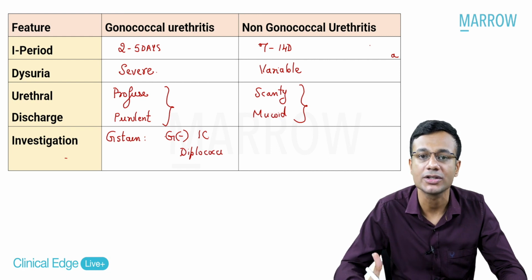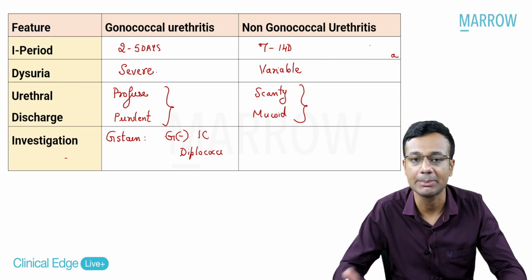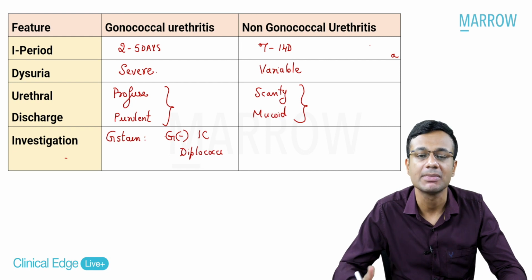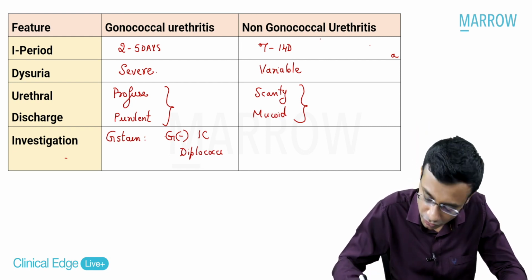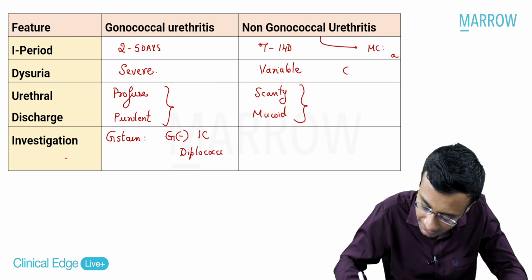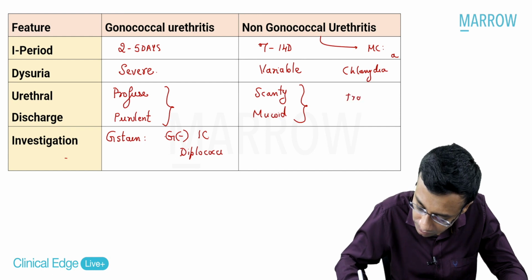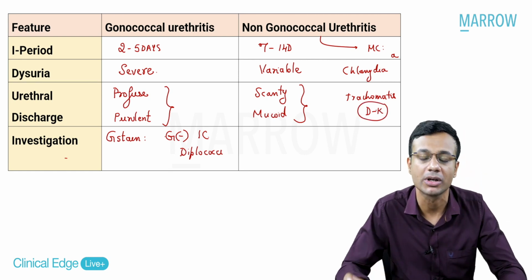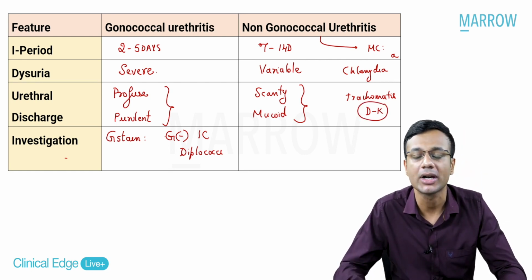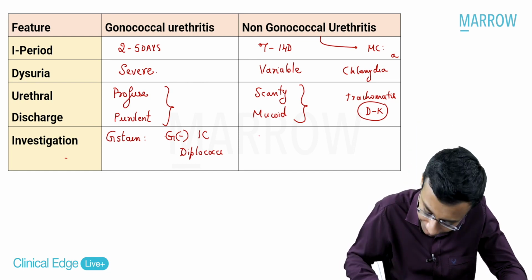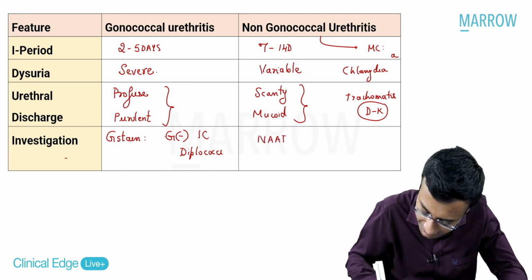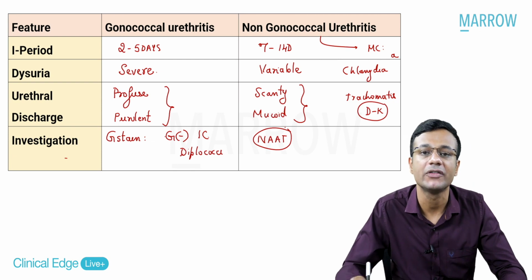And when we look at the causes of non-gonococcal urethritis, we have multiple causes. There is ureaplasma, there's mycoplasma, there's trichomonas vaginalis. Please remember, students, the most common cause is going to be chlamydia trachomatis, D to K serovar. This is what everybody should remember, the most common cause. And generally for chlamydia, the best investigation to do is NAT. NAT stands for nucleic acid amplification test.